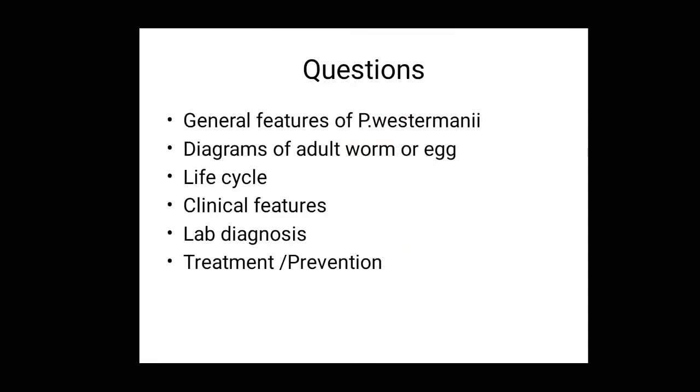Questions expected from this chapter are general features of Paragonimus westermani, diagrams of the adult worm and the egg, life cycle, clinical features, lab diagnosis, treatment and prevention.